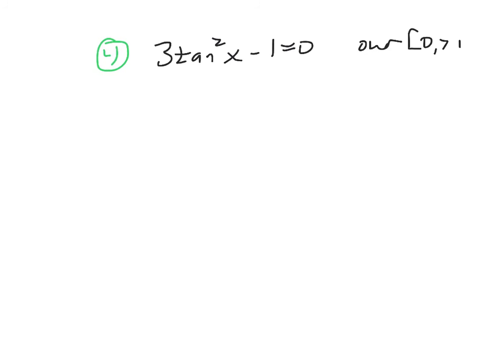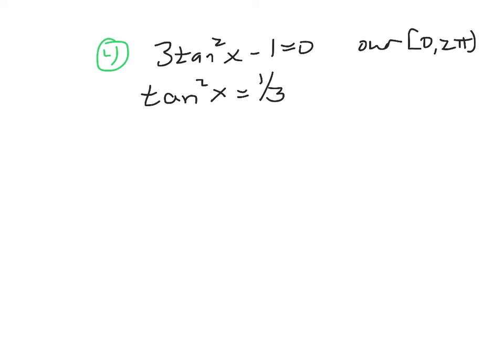For the last question for today, we're going to look at this one: 3 tangent squared x minus 1 equals 0. And let's do this one just over the interval 0 to 2 pi. All right, so thinking about this algebraically, we're going to add our 1 over, we're going to divide by 3. So I think you guys can follow me to here. Tangent squared is going to equal 1/3.